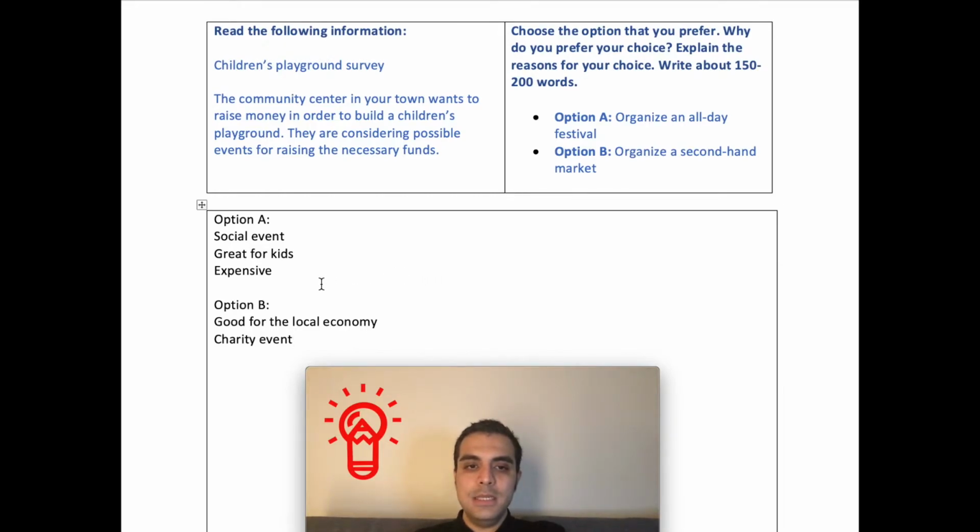Now, which of these ideas am I more comfortable expressing in English, or is it easier for me to explain, provide examples and details for? Now, in this particular case, I would like to go with option B, and my reasons are going to be, first of all, that it's good for the economy, for the local economy. That's a good reason. And also, I can support option B by possibly rejecting option A. And I could argue that an all-day festival would be expensive and therefore not that great an idea.